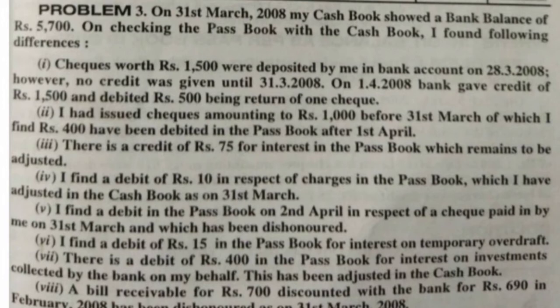Are you understanding? It is actually a single entry, but due to the rectification, we need to do the adjustments two times. Okay, it is a single entry. I will once again repeat, okay?